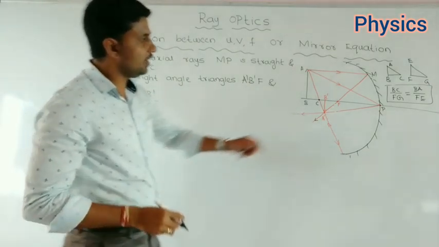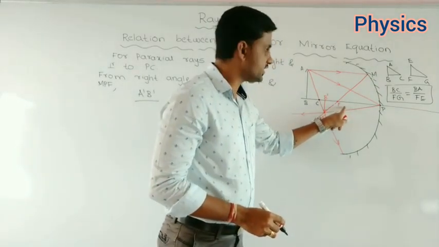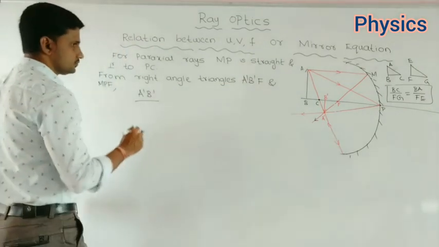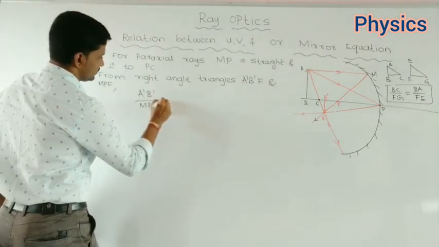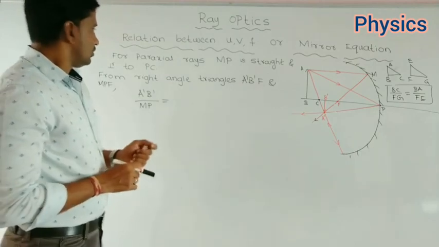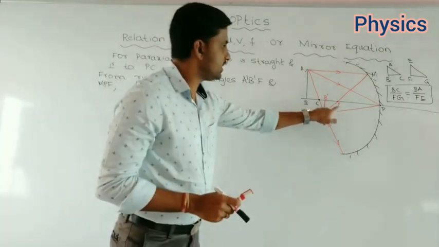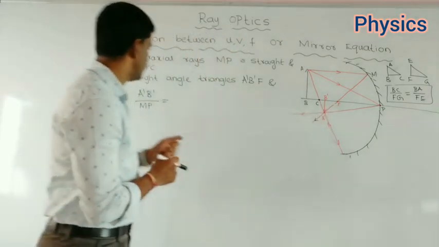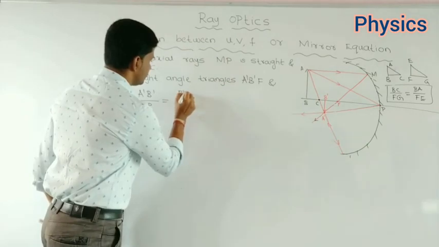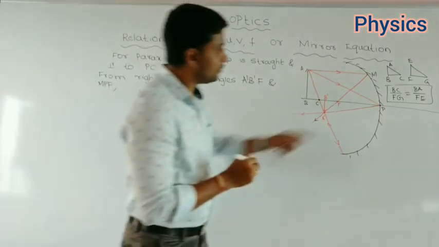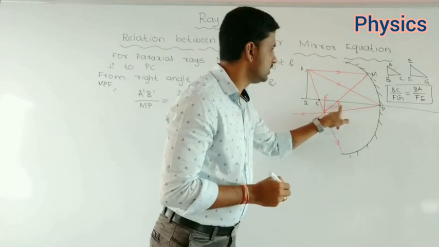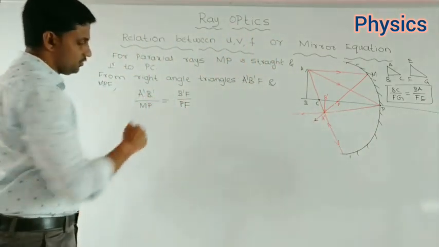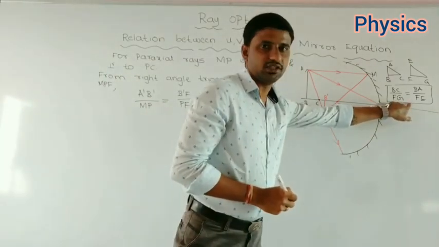Similarly, from triangle MPF, the base is MP. That is equal to, from triangle A dash B dash F, the side of the triangle B dash F, and from triangle MPF, the side of the triangle PF. So B dash F divided by PF. I have written this using this theorem.